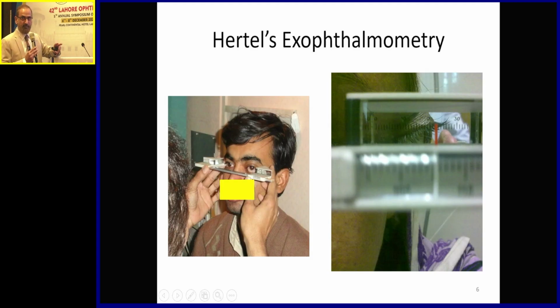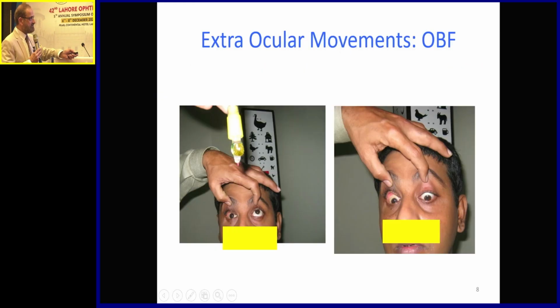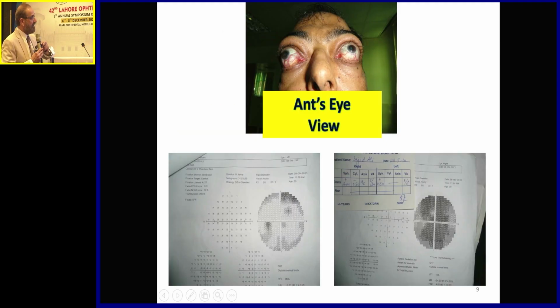But always, before you diagnose, go back to the basics. Record all the findings. Where is the dystopia? How the eye movements are affected? And is it affecting the visual field? Before you embark on any intervention, please record all the damage that has already been done. Because once you operate, everything is on your shoulder.